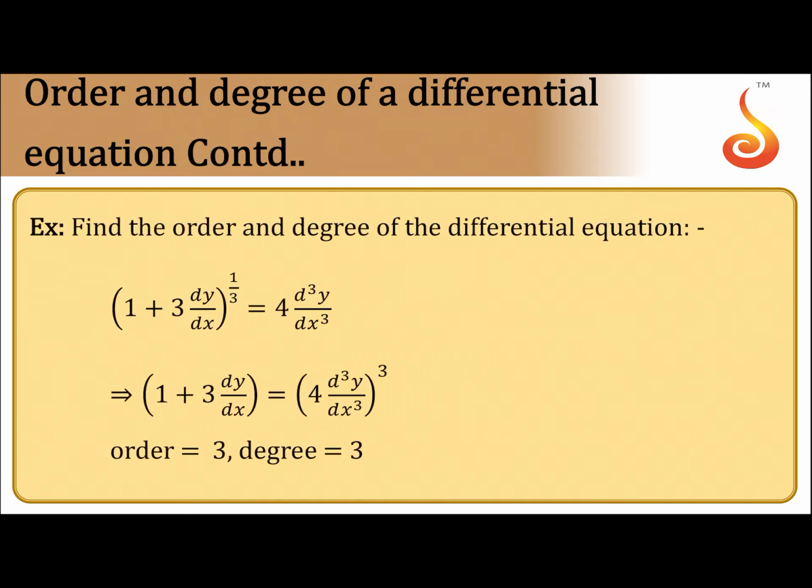Now find the order and degree. 1 plus 3 dy by dx to the power 1 by 3. We cube both sides, we get this equation. So it is third order, third degree. So all are integers. Here also integer 1 is written, here integer 3. Order 3, degree 3.